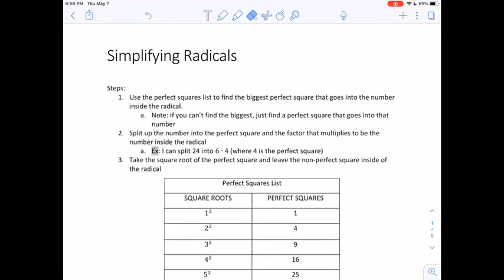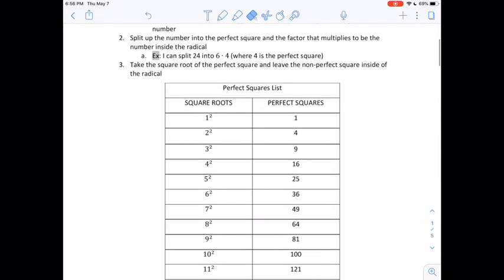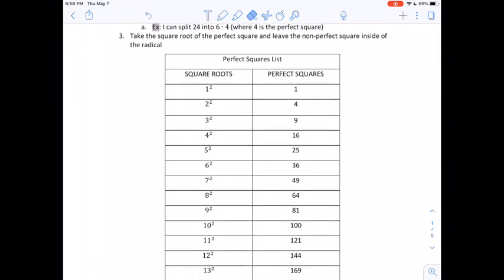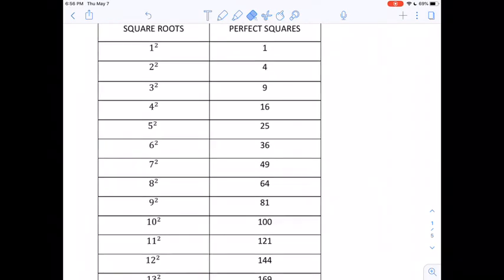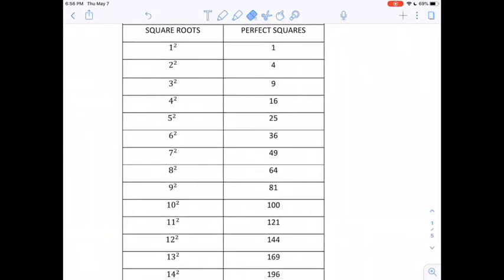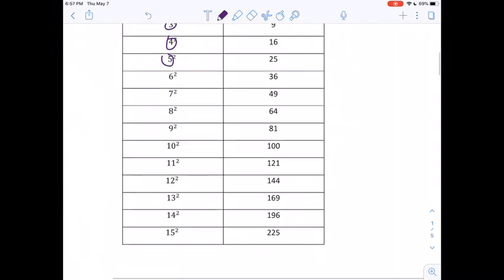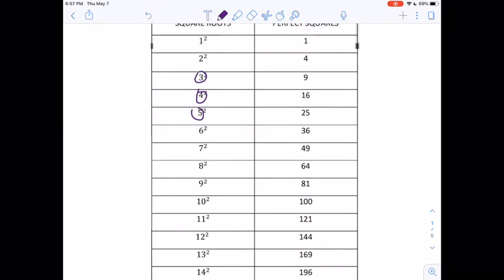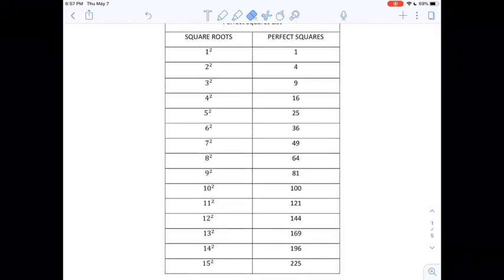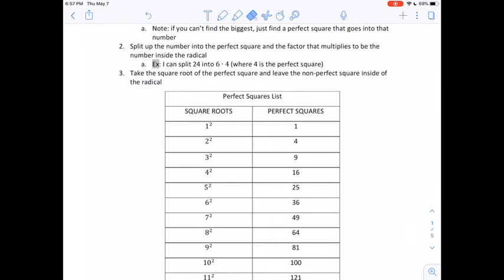Okay, so what I did was I created a perfect squares list for you. So everything on the right side is perfect squares. We know how to take the square root of those, right? 1, 4, 9. The square root of 9 is 3, so I gave you the root right here. That's 3. 16, the square root is 4. 25, the square root is 5. We could keep going down the line, so on and so forth. So I highly recommend that you use this chart when you are doing your homework, and a calculator.